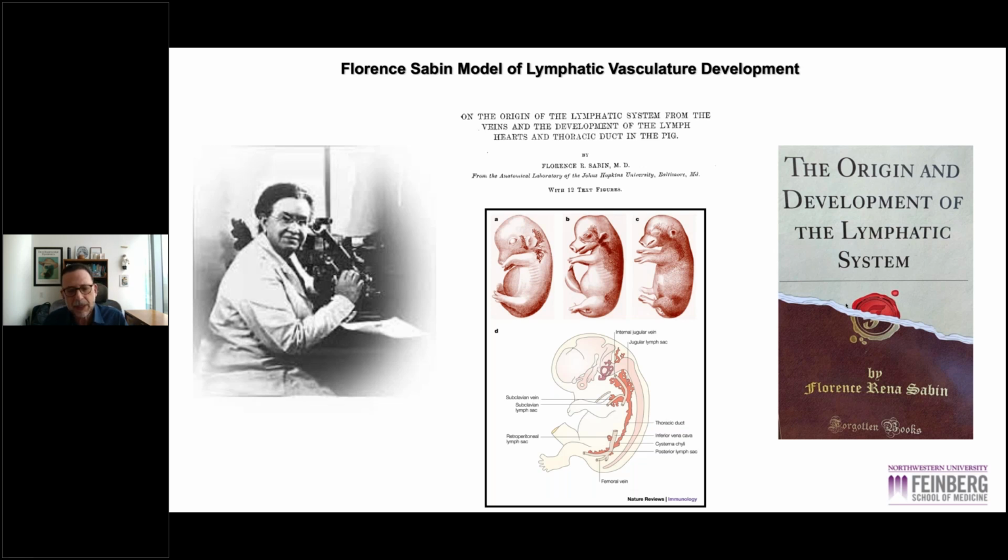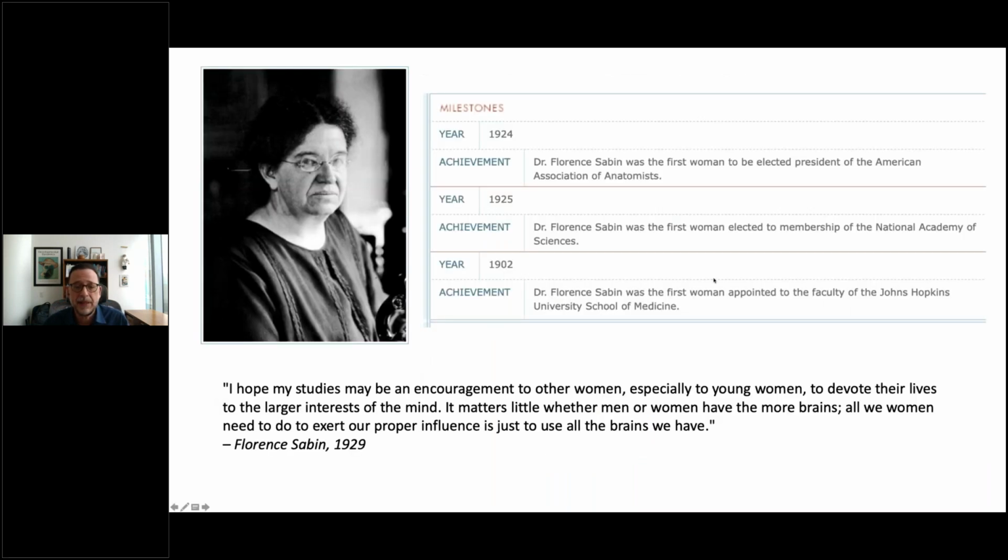But something I want to stress: if we are all aware today how challenging it is for women to do science, many times, unfortunately, extremely challenging, imagine in the 1900s how difficult it was for this lady to do what she was doing. And this remarkable scientist, I just summarize here some of her accomplishments. She was the first woman to be elected president of the American Association of Anatomists. She was the first woman elected to membership in the National Academy of Sciences. She was the first woman appointed to the faculty at the Johns Hopkins University School of Medicine.